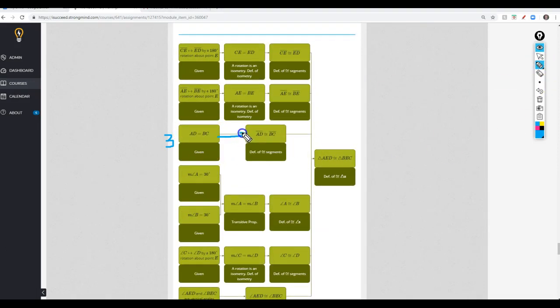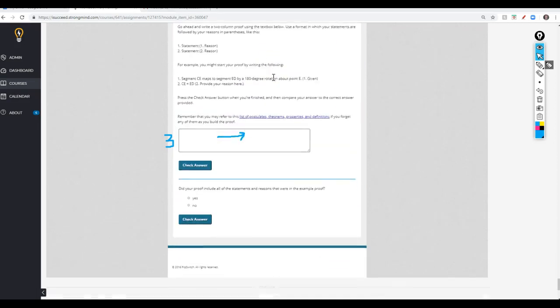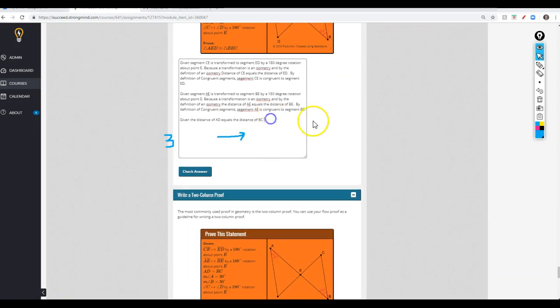Then it says, alright, well, definition of congruent segments. So then we can say, by the definition of congruent segments, segment AD is congruent to segment BC. So we can go from here to here. Given the distance of AD equals the distance of BC, and the definition of congruent segments, segment AD is congruent to segment BC.